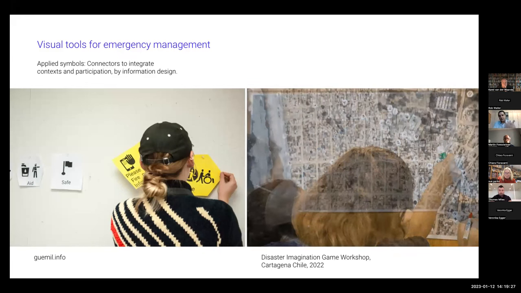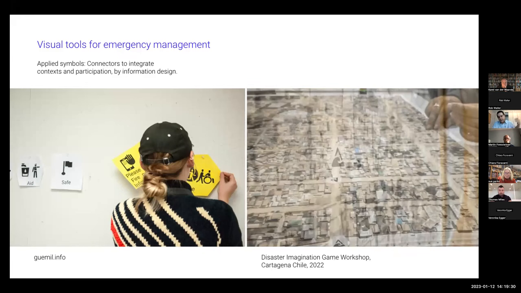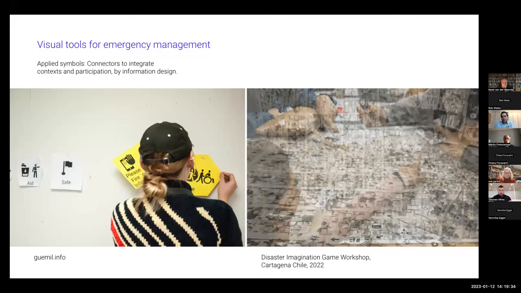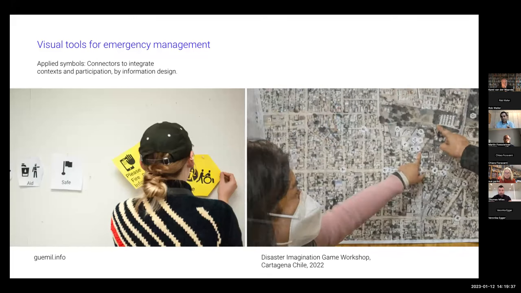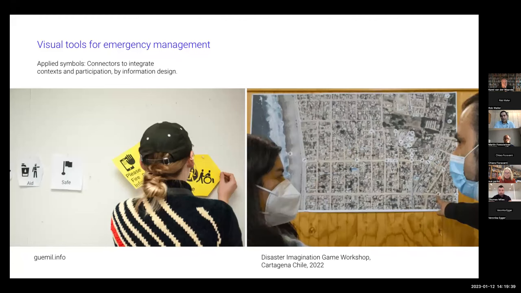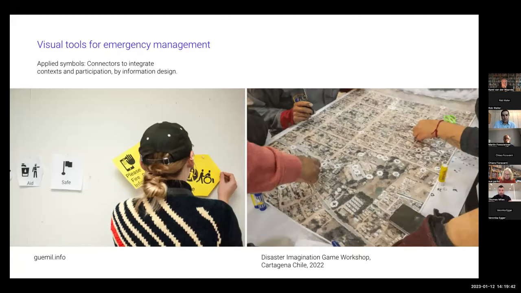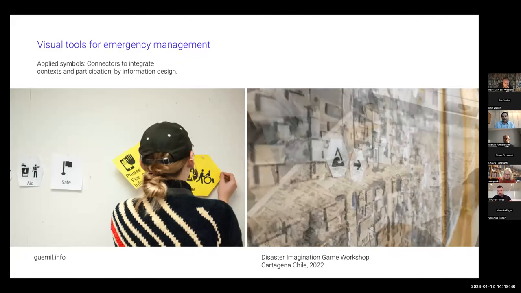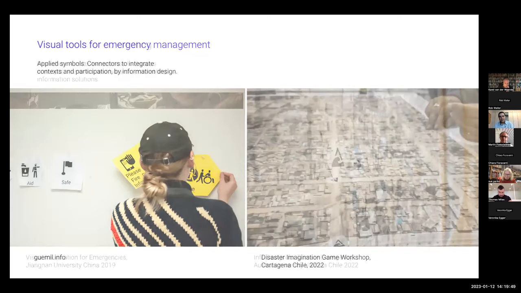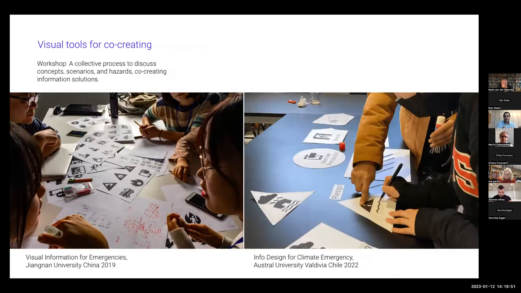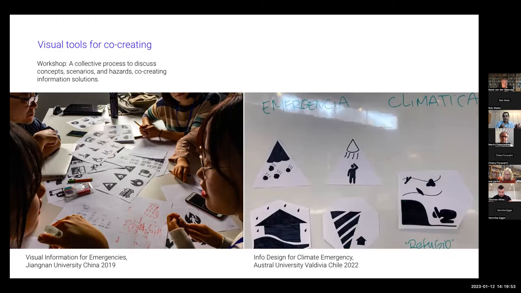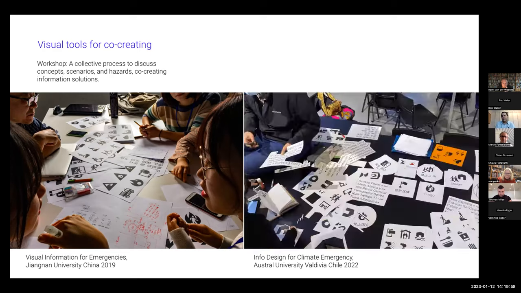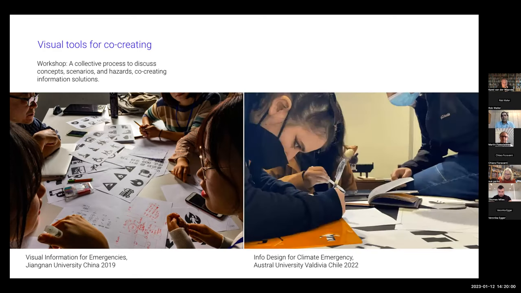In this case, a school in Cartagena, a city on the coast here in Chile, where the real users, the real community from that school, can discuss the tsunami evacuation of their own school. So you can see here that the icons are not a matter of how to design a better icon or how to discuss the interpretation, but how these information elements can contribute to discuss emergency scenarios.